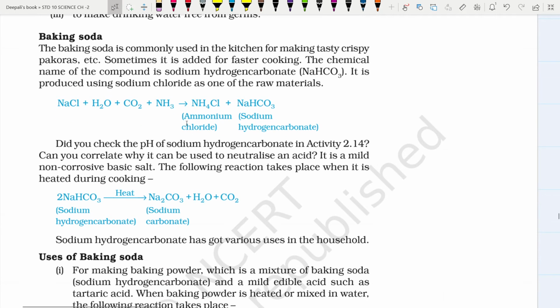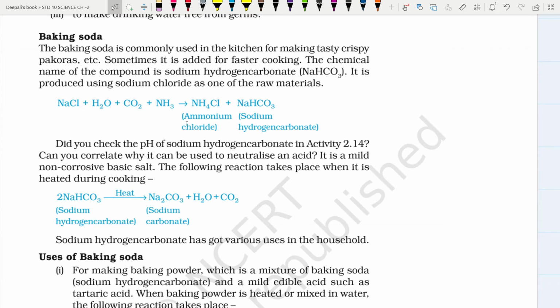Now let us see the next one, that is baking soda, which is frequently used in the kitchen by your mother for making pakoras or various cakes and bakery items and even many more. Yes, those mouth-watering recipes need baking soda. Let us see how this is prepared. The baking soda is commonly used in the kitchen for making tasty crispy pakoras, etc. Sometimes it is added for faster cooking as well.